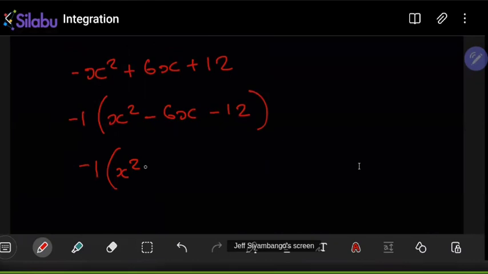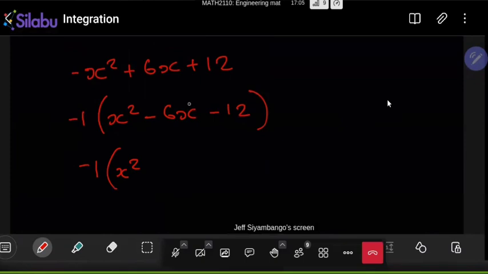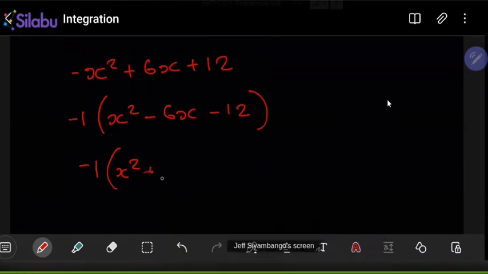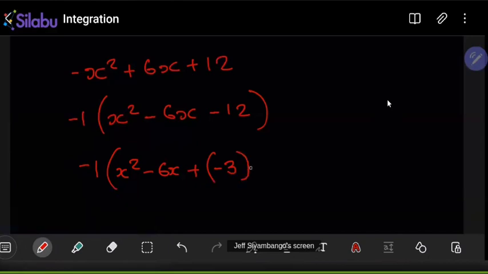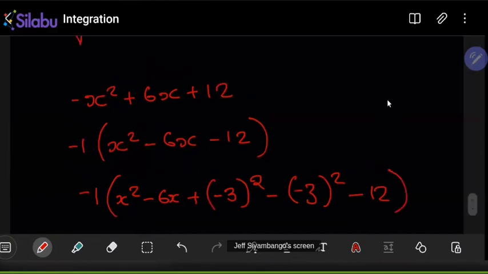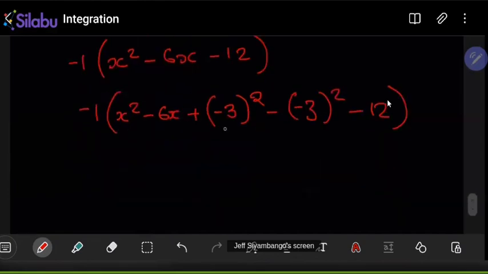That's minus 6. So first I'll write it exactly the way it is. So minus 6, I'll add half of it. Half of it is minus 3. So half of it squared, I'll add it. Then I'll subtract it, minus 3 squared. Then lastly, that 12 at the end. Once I reach this stage, don't make a mistake of squaring that.